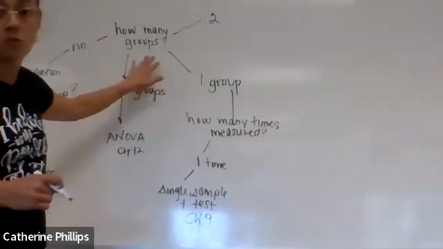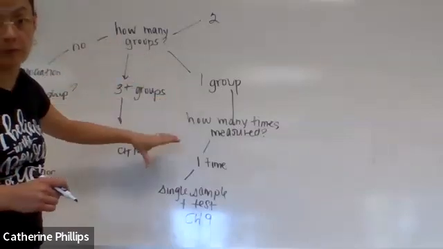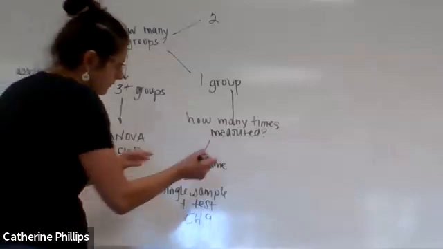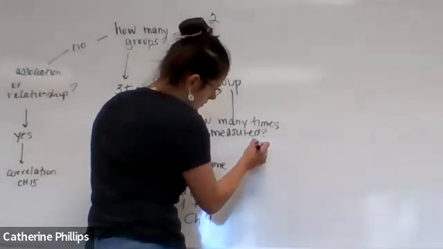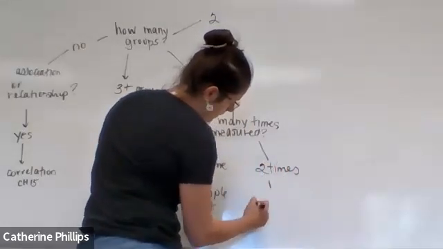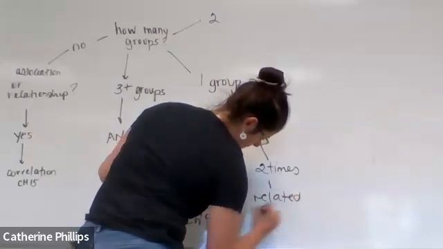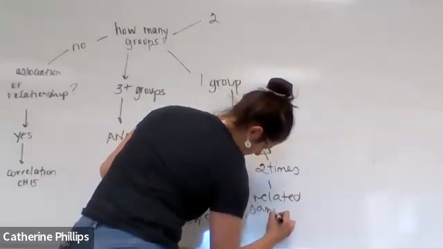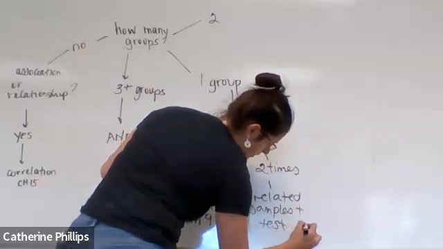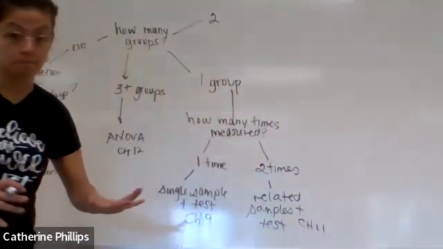Okay. So if you're looking at group differences, you have 1 group and they're measured 1 time, you've got a single sample t-test. If they are measured 2 times, that is a related samples t-test. Which is chapter 11. Okay.